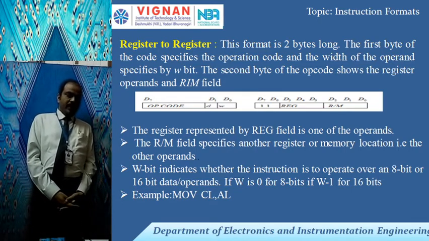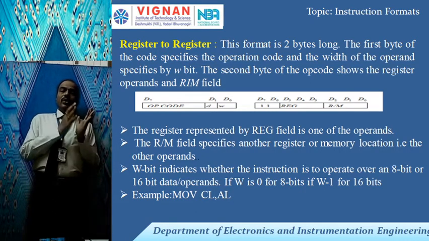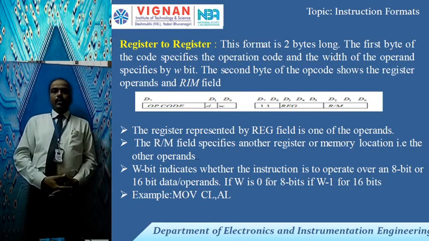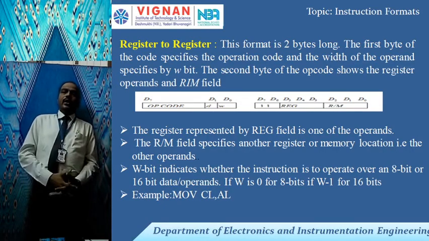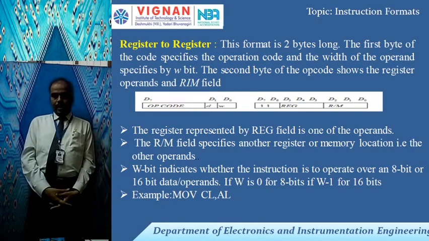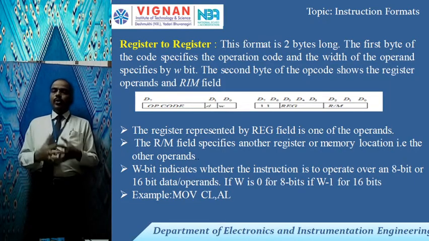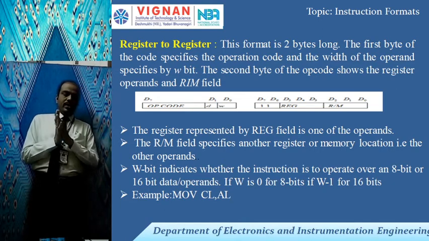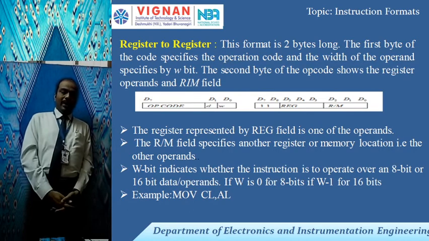The next one, register to register. These instructions are used to transfer data from one register to another register. There are so many registers available. General purpose registers AX, BX, CX, DX, or sometimes you can write AL, BL, CL, DL if it is 8-bit data. And also we have pointer registers, instruction pointer, base pointer, stack pointer, and index registers SI, DI. So if you want to transfer data from one register to another register, this type of instruction can be used. This format is 2 bytes long.